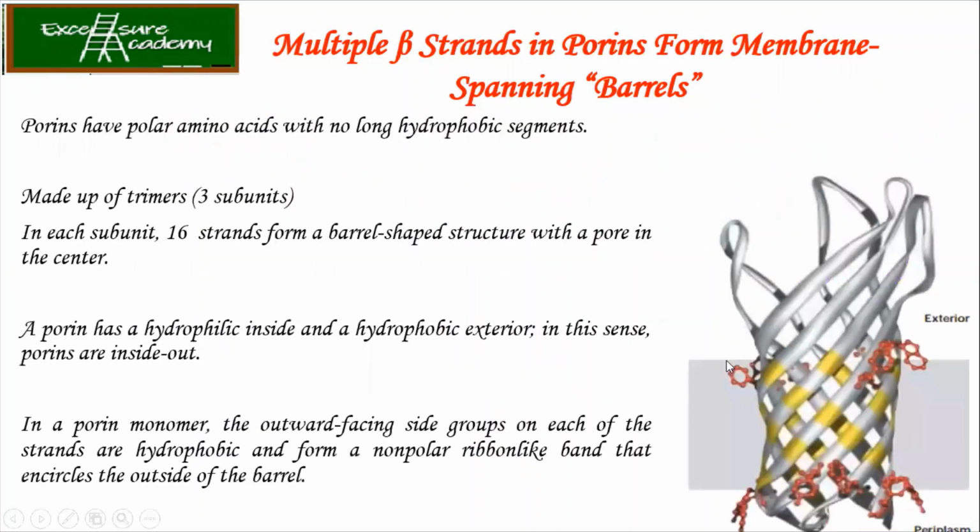So this is what I was talking about, these porins. You can see over here it is beta sheets and loop structure, and there are no alpha helices. It is made up of trimers, which means three subunits come together and form the porins. In each subunit, 16 strands form a barrel-shaped structure with a pore in the center. So in total there are 3 subunits, each with 16 strands, so 3 into 16. They form a hollow cylindrical structure on the outer membrane of E. coli, mitochondria or chloroplast.